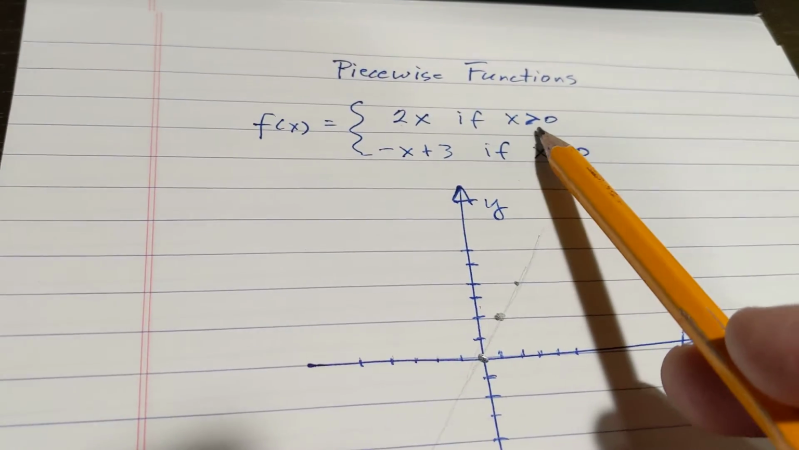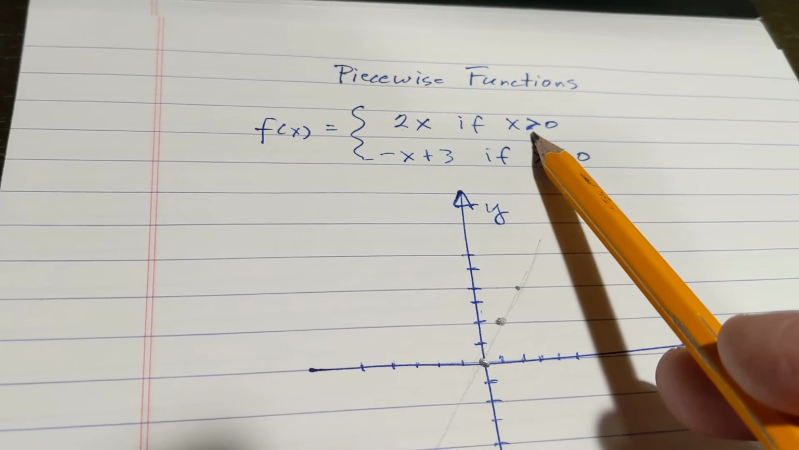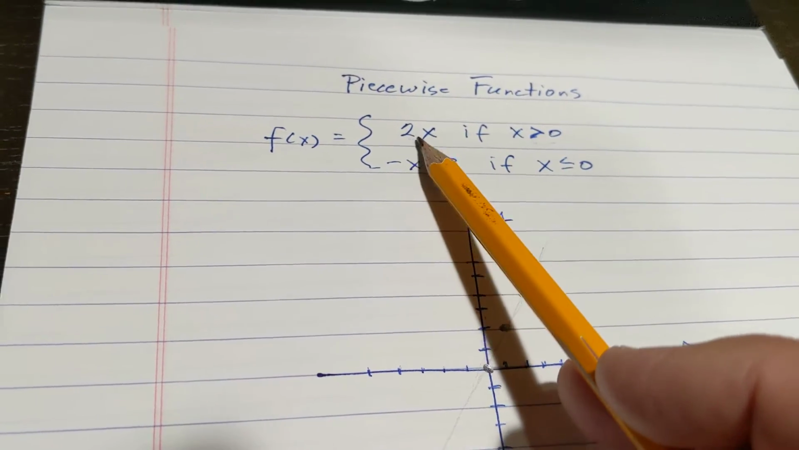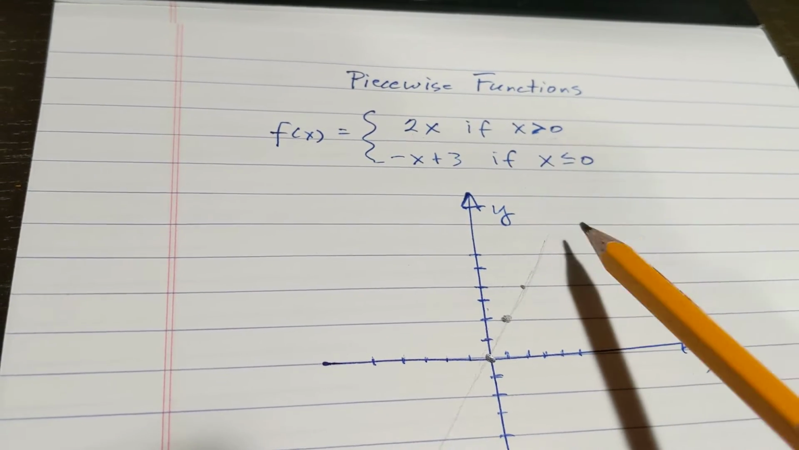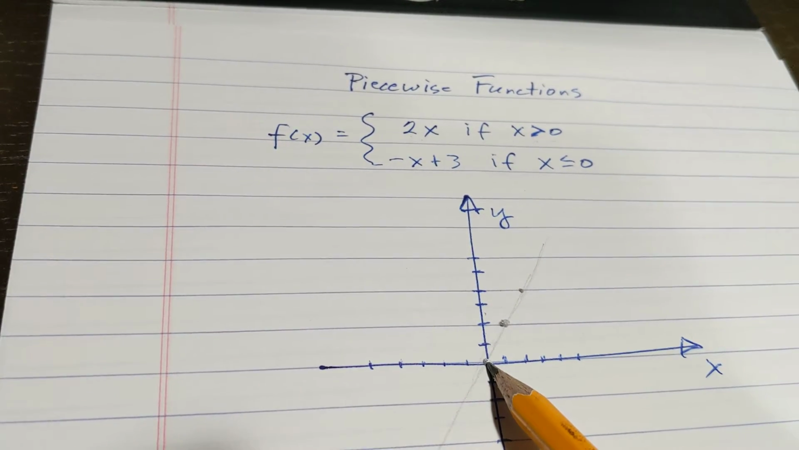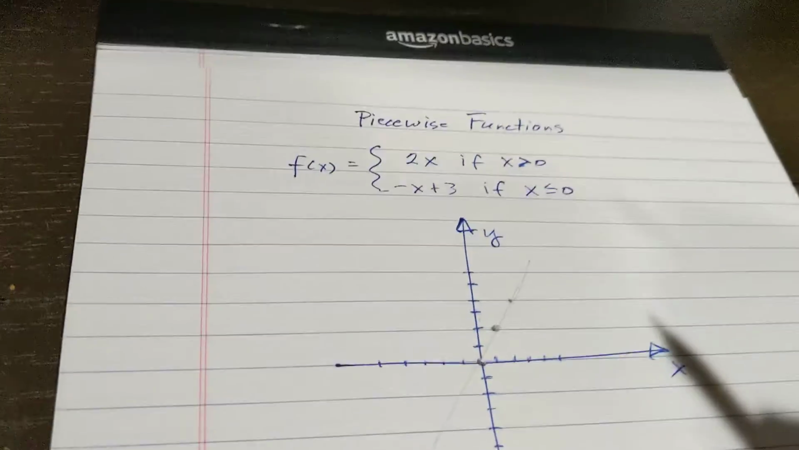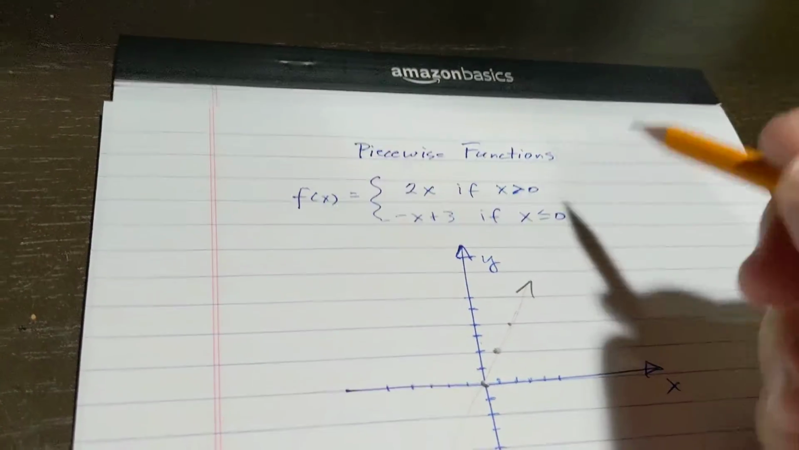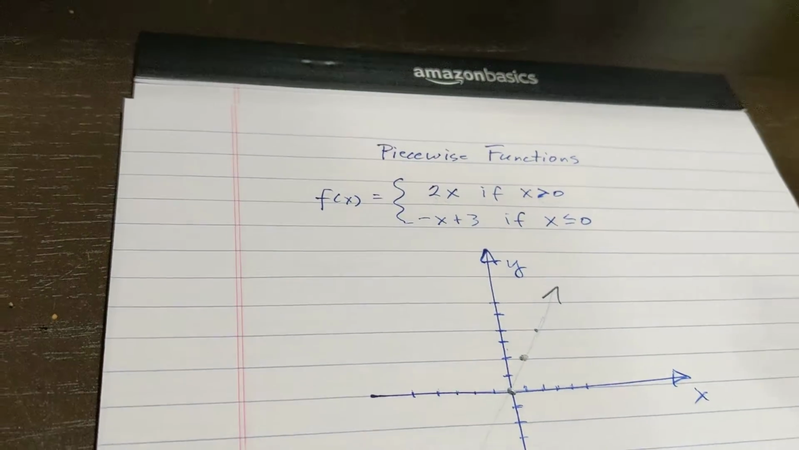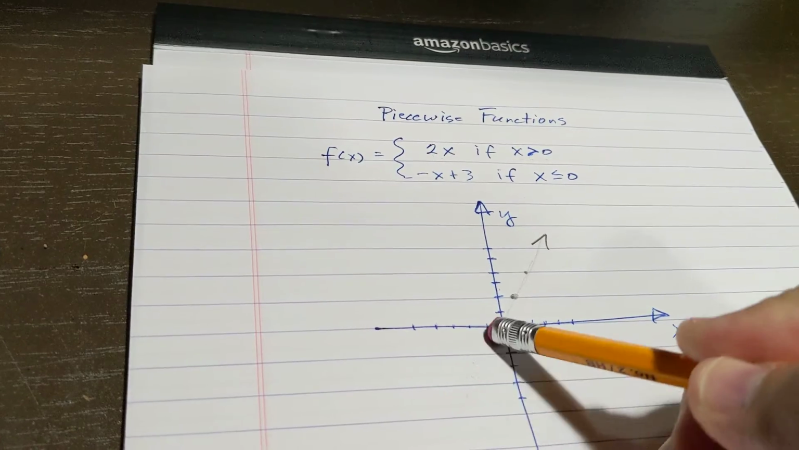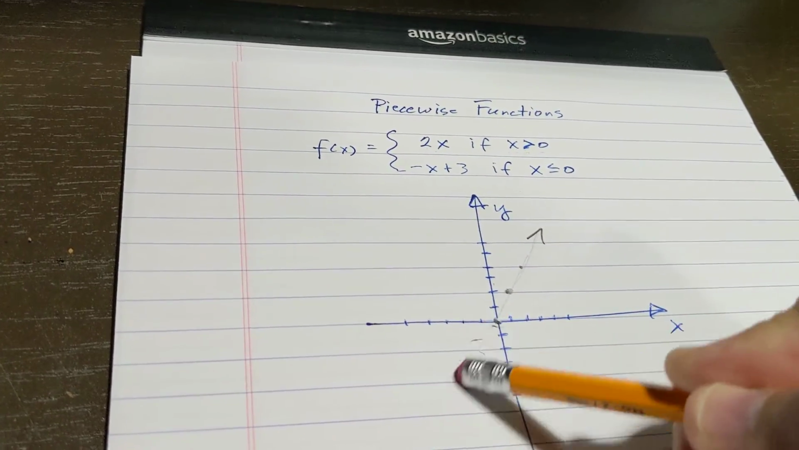But now I'm going to come to my domain here, and I'm going to erase the part that's not here. So this says only do this when x is greater than 0. Well, x is 0 here, greater than 0 is this way, so I only need that part of the graph. So this is going to go in that direction forever. I'm going to take my eraser and erase the part that's not included in that domain.